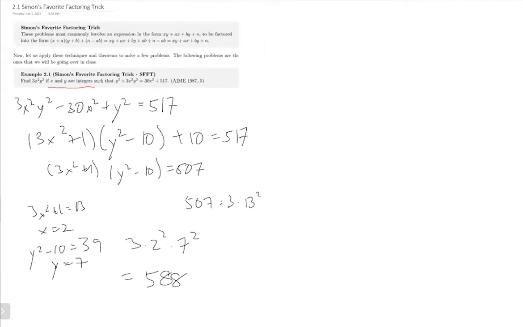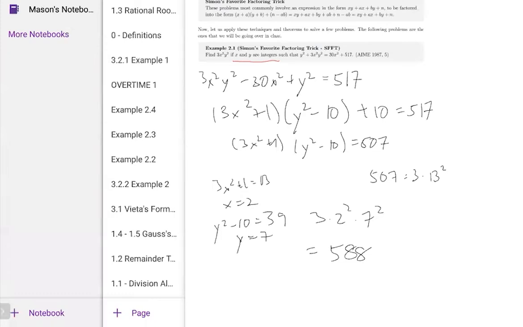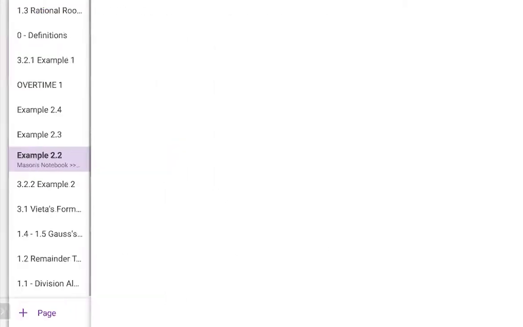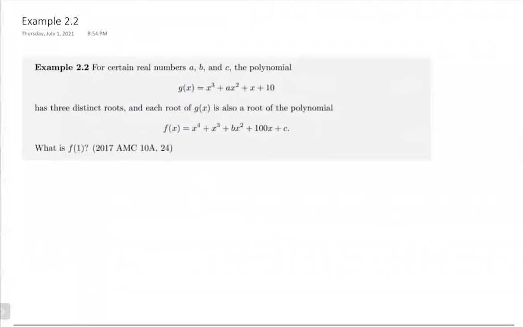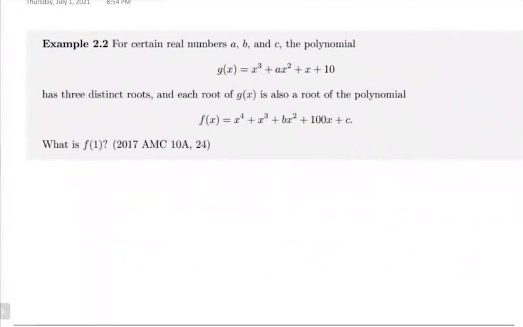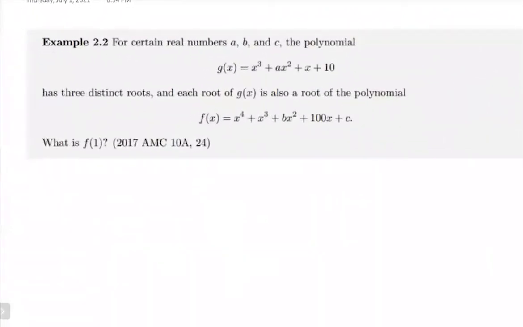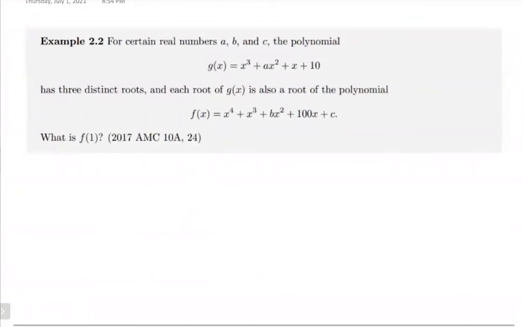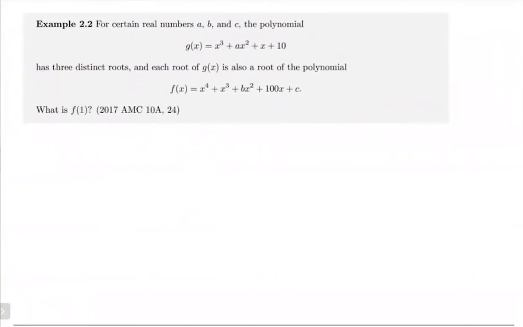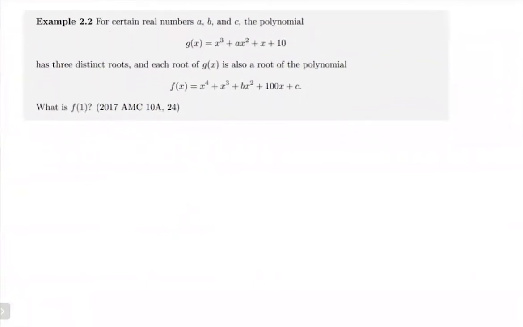All right, so now let's do some more examples of factoring. So here we have the second example. It says, for certain real numbers a, b, and c, the polynomial g of x is equal to x cubed plus ax squared plus x plus 10 has three distinct roots. And each root of g of x is also a root of the polynomial f of x, x to the fourth plus x cubed plus bx squared plus 100x plus c. And then finally, what they want us to find is f of 1.